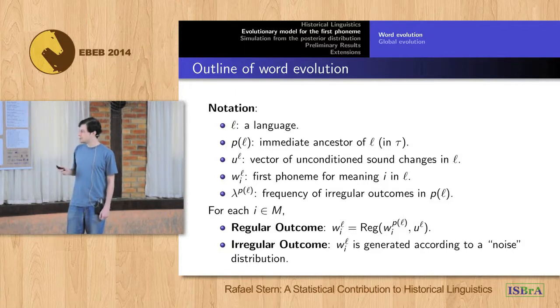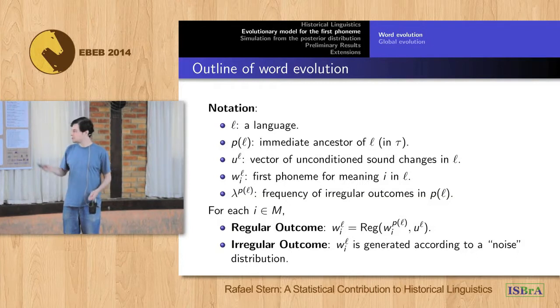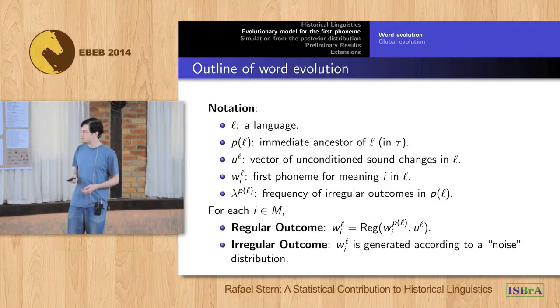I'll explain now. A regular outcome is just what you get when you apply a regular sound change to the phoneme W. And the irregular outcome is when you have some kind of noise. For example, you can have a different type of sound change that is not unconditioned, or you can have some kind of change that you cannot explain, for example, a sound that changes from different meanings, so that wouldn't be explained by the model, and that fits into irregular outcome. Then we just say that the phoneme is generated by some kind of noisy distribution.